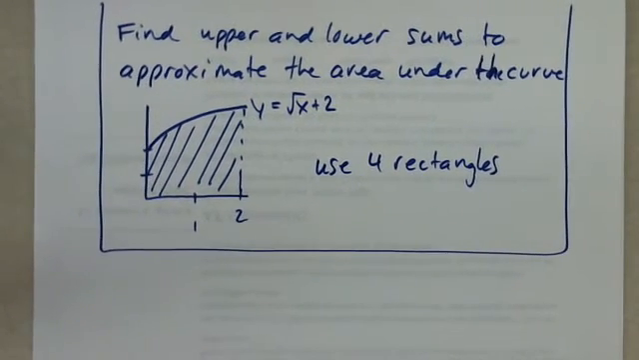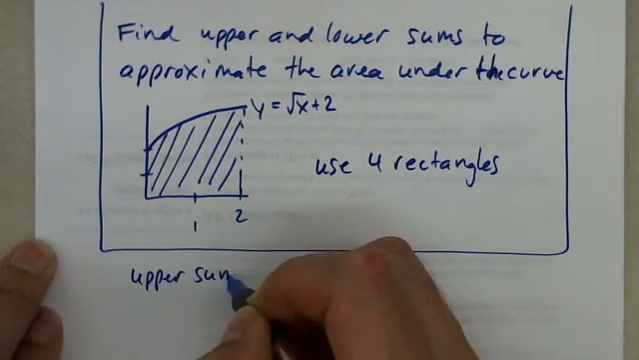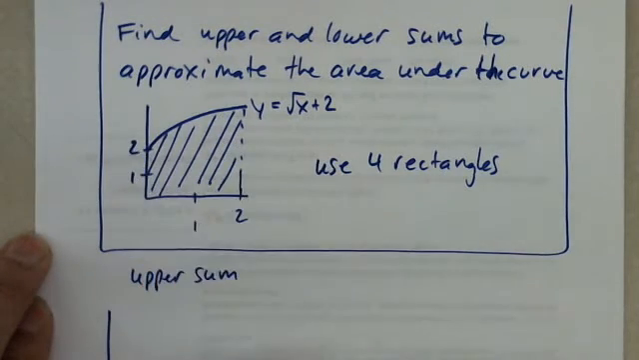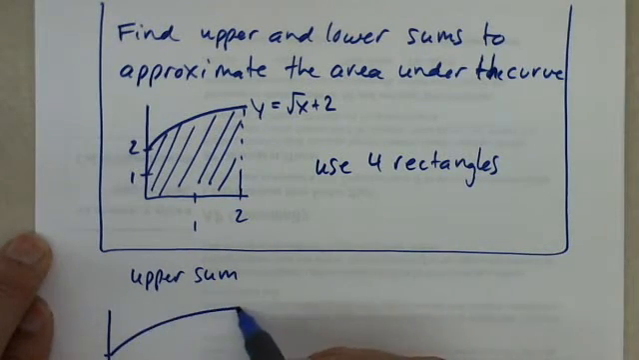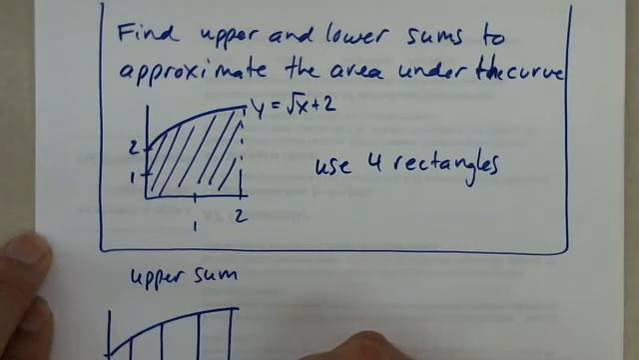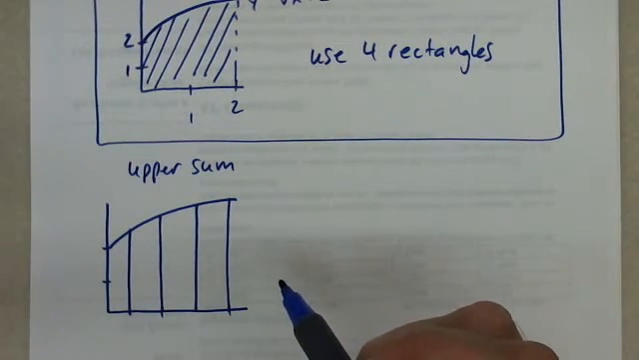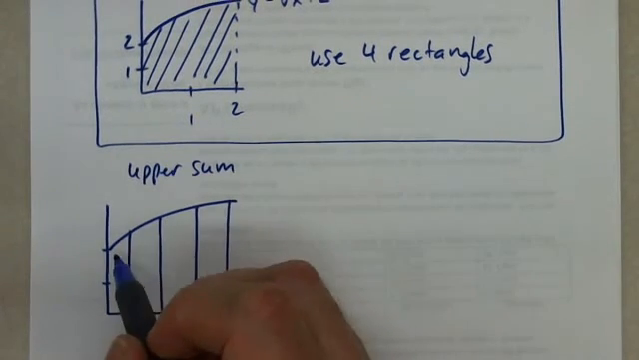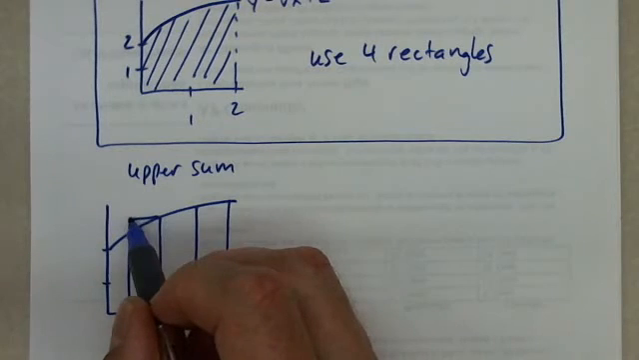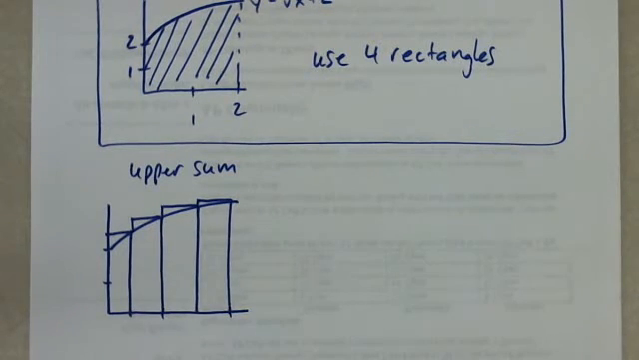All right. So the upper sum, we have to make 4 rectangles because it said use 4 rectangles, and upper means the rectangles have to be above the graph. So I wouldn't draw a line here, it's going to be up here. And then we just have to find the area of each rectangle.